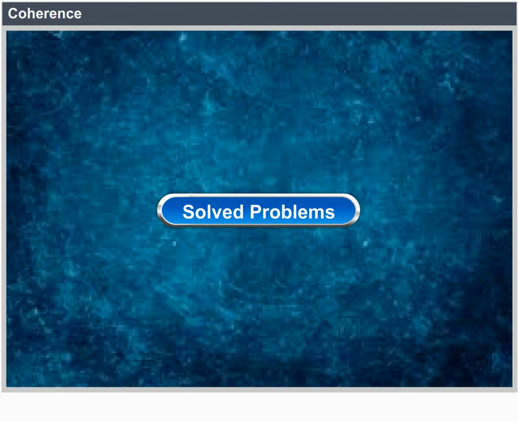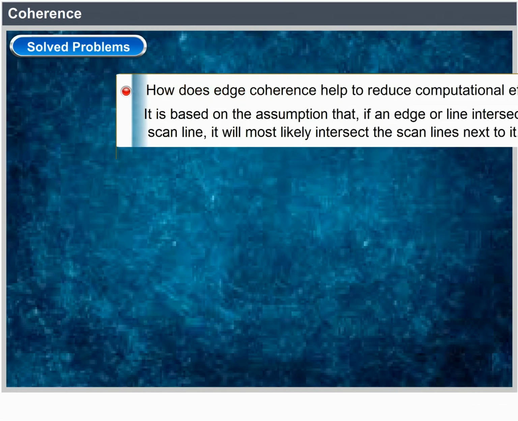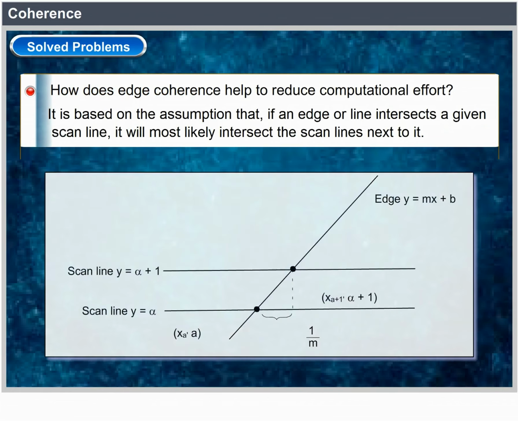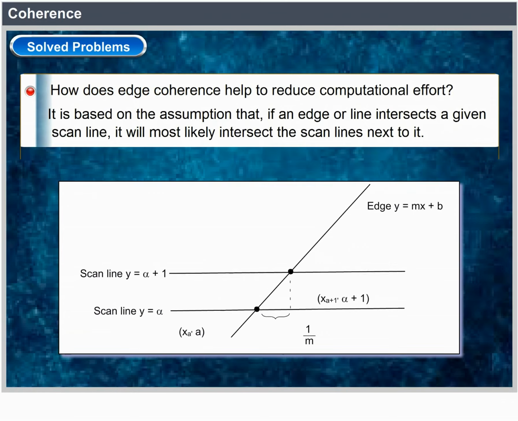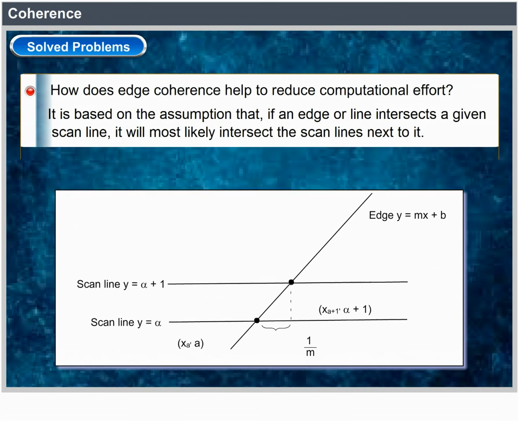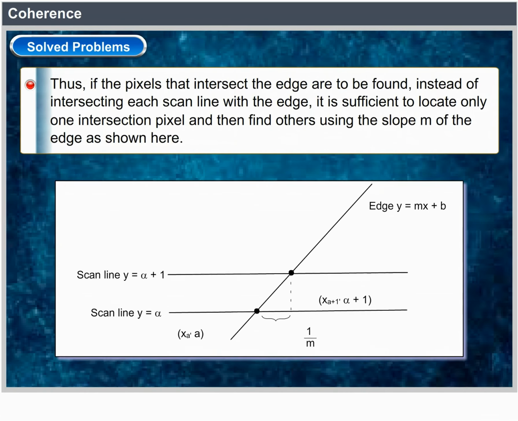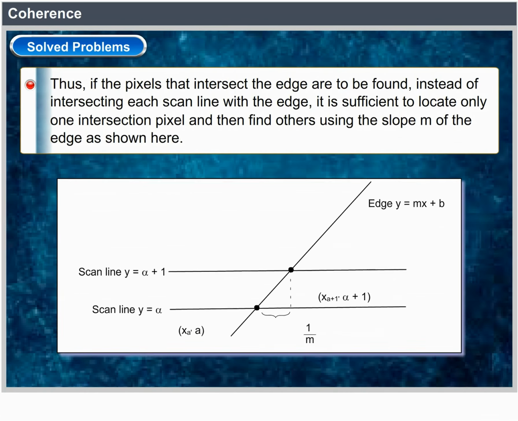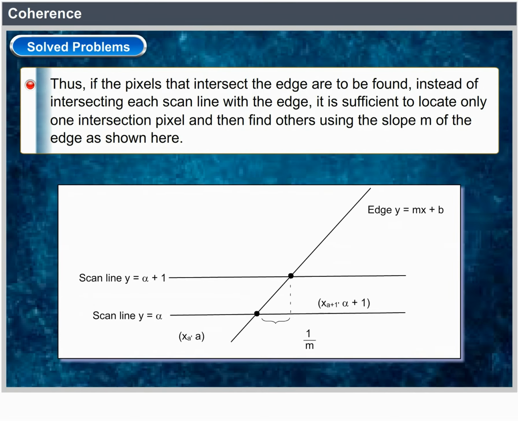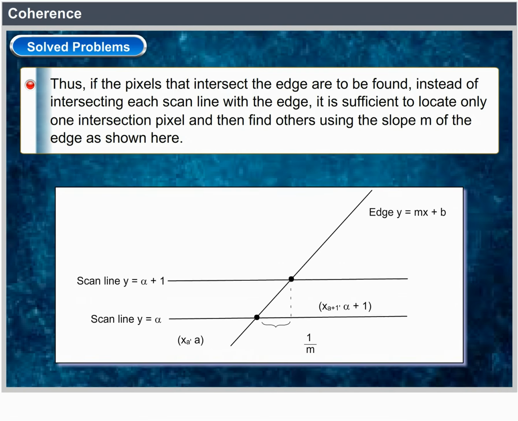Solved problems. 1. How does edge coherence help to reduce computational effort? It is based on the assumption that if an edge or line intersects a given scan line, it will most likely intersect the scan lines next to it. Thus, if the pixels that intersect the edge are to be found, instead of intersecting each scan line with the edge, it is sufficient to locate only one intersection pixel and then find others using the slope m of the edge as shown here.